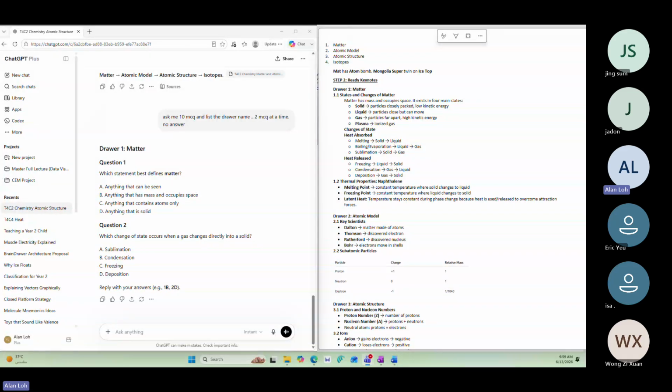Which statement best defines matter? A, B, C, or D? Anything that can be seen, anything that has mass and occupies space, anything that contains atom only, anything that is solid. Which change of state occurs when a gas changes directly into solid?